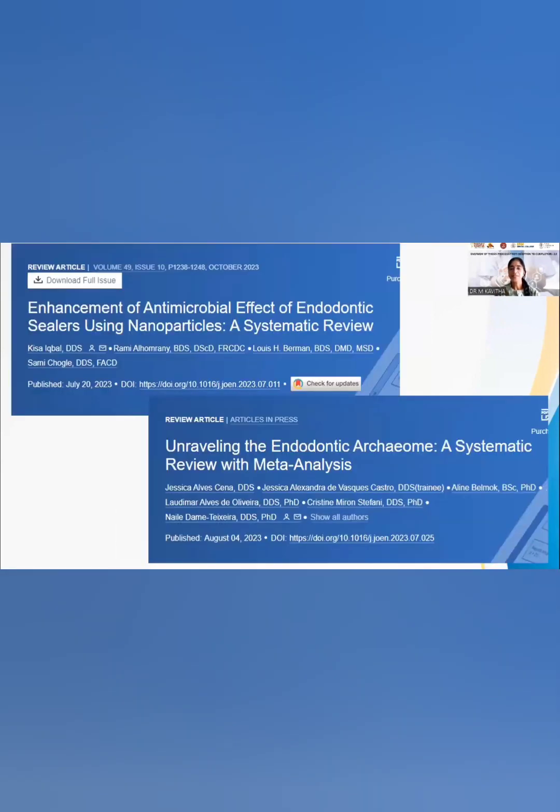meta-analysis. What they have done in this article is the search strategy involved researching 6 databases and the grey literature. Publications were accepted in any year or language that identified archaea in samples from the root canals.